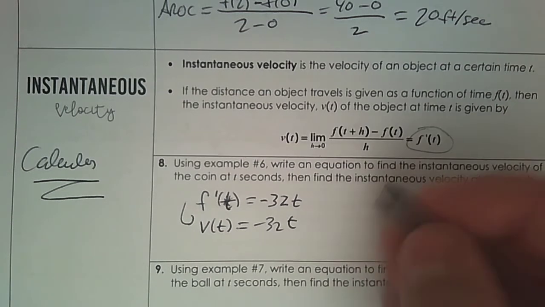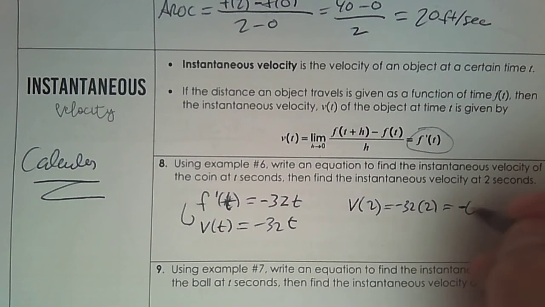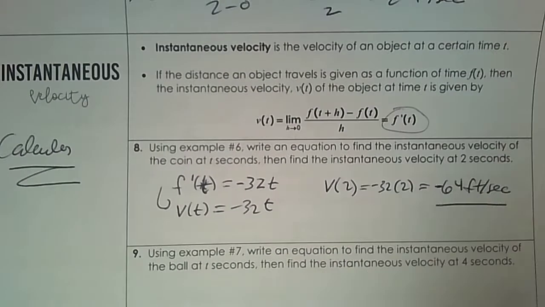All right, next, plug in at exactly 2 seconds what's the velocity of the ball, and you can see the velocity of the coin, and it's negative 64 feet per second. So exactly at 2 seconds, that's the rate the coin is falling at. And the negative means it's falling, it's losing height.